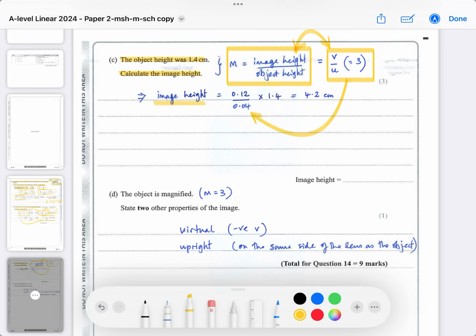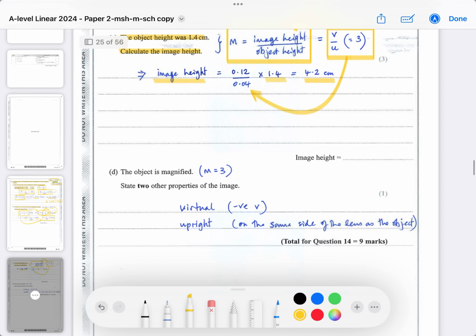So you can equate these two equations for magnification. So it's basically ratios, and you'll get that the image height is 3 times larger. Sorry, I'm saying it the wrong way around. Object height was 1.4, it's magnified 3 times, so the image height will be 4.2 centimeters, and that gets you your 3 marks. You can have a look at the mark scheme in a minute. So the object is magnified. Yes, we know. We just worked it out.